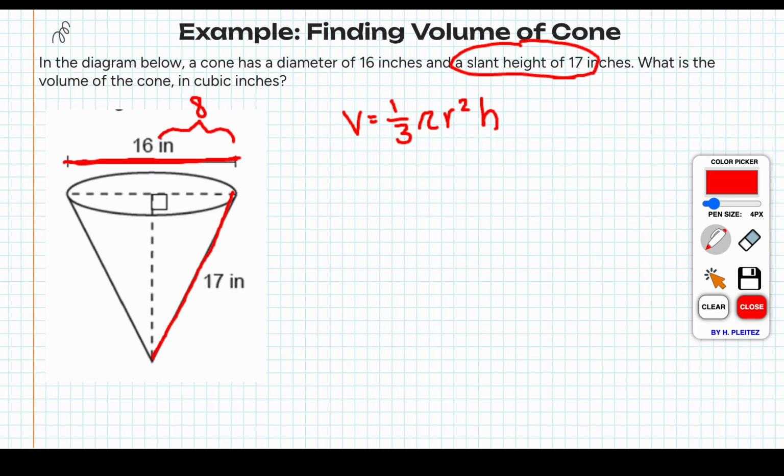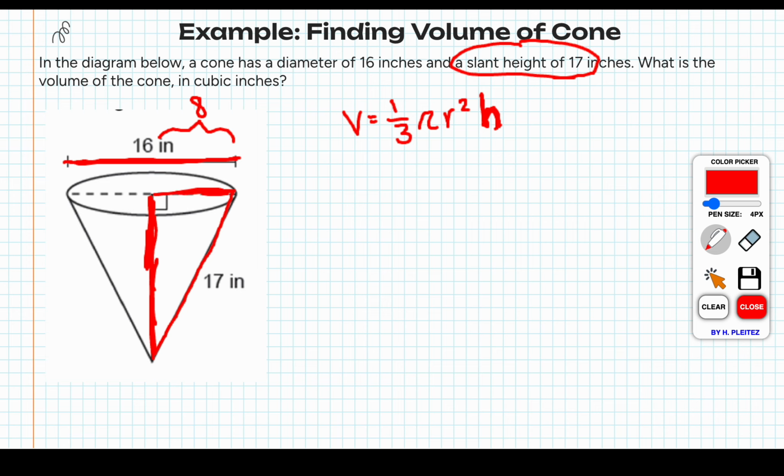Now, slant height and regular height are very different. Our regular height is measured straight up and perpendicular to the base, right? Our slant height is not going to suffice. If we plugged in 17 for h here, we're going to get the wrong answer. So let's use our prior knowledge.